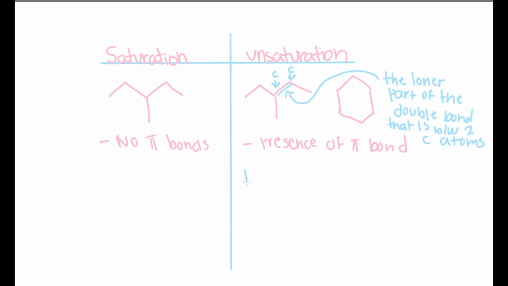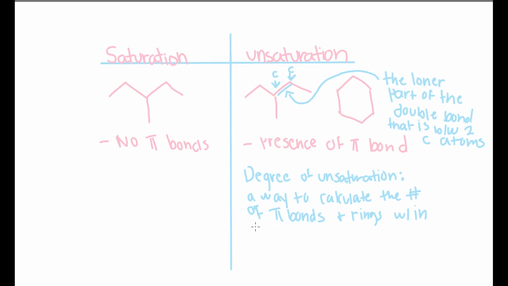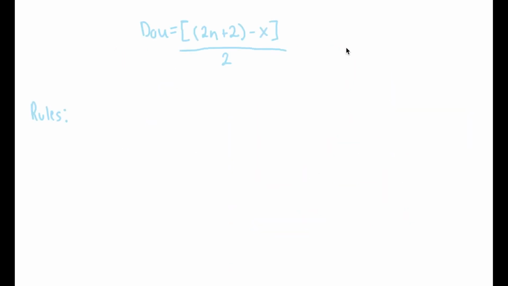So what is degree of unsaturation? It's a way to calculate the number of pi bonds and rings within a given molecular formula. So here I have written down the degree of unsaturation formula, and within the formula C is the number of carbons, and X is the number of hydrogens.